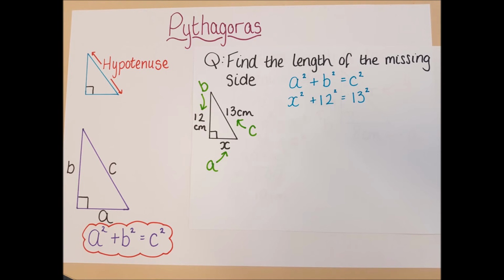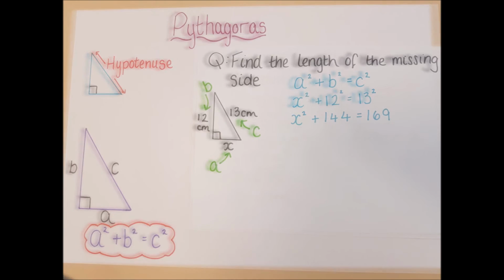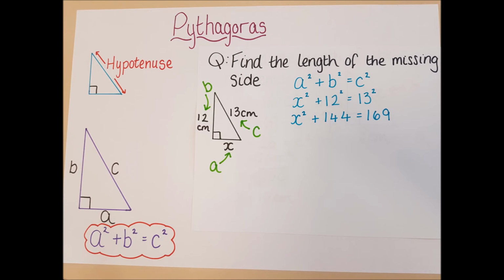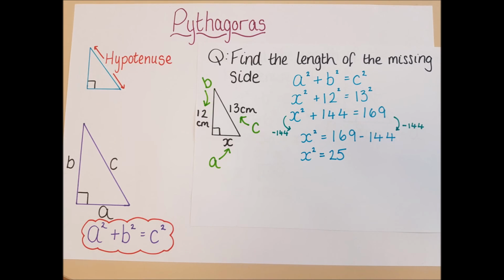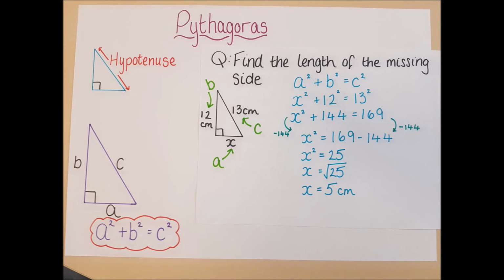This gives us x squared plus 12 squared is equal to 13 squared, which is equivalent to x squared plus 144 is equal to 169. Looking back at what the question wanted, we're still trying to find x, so we must rearrange to get x equals. To do this, we take 144 away from both sides to obtain x squared is equal to 169 minus 144, or x squared is equal to 25. Finally, we square root both sides to obtain x is equal to root 25, or x is equal to 5 centimeters, and this is our final answer.